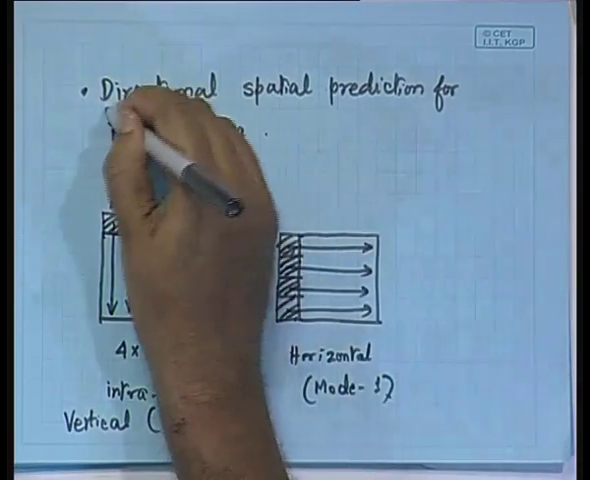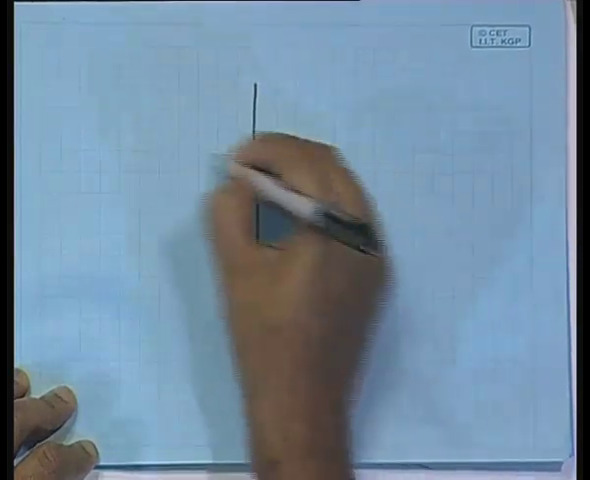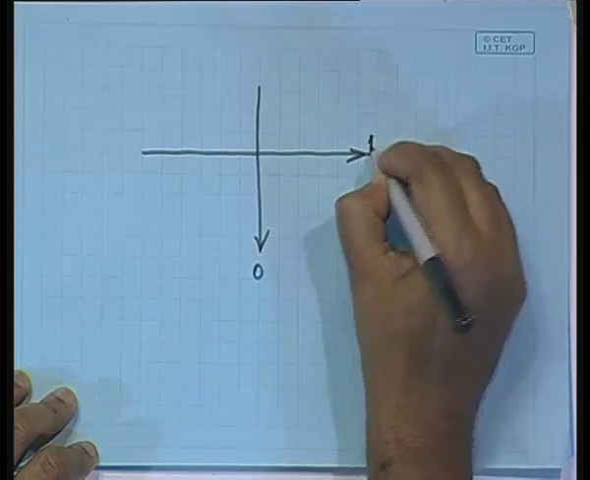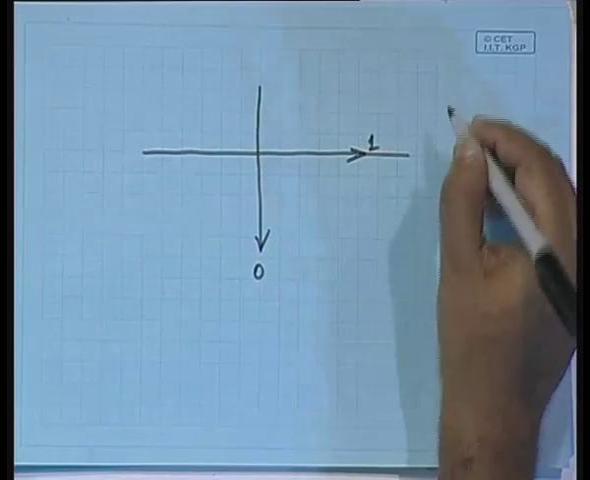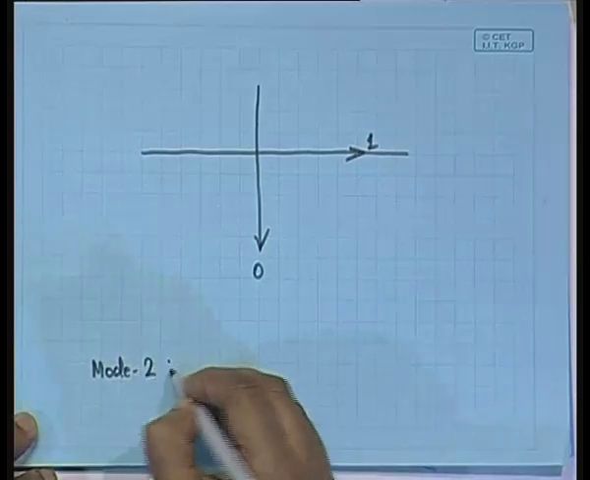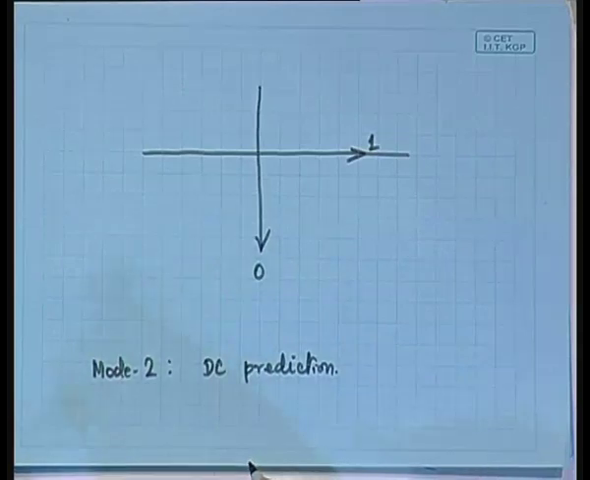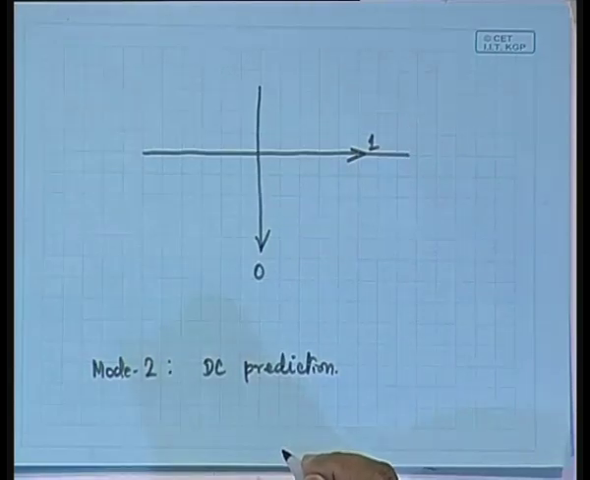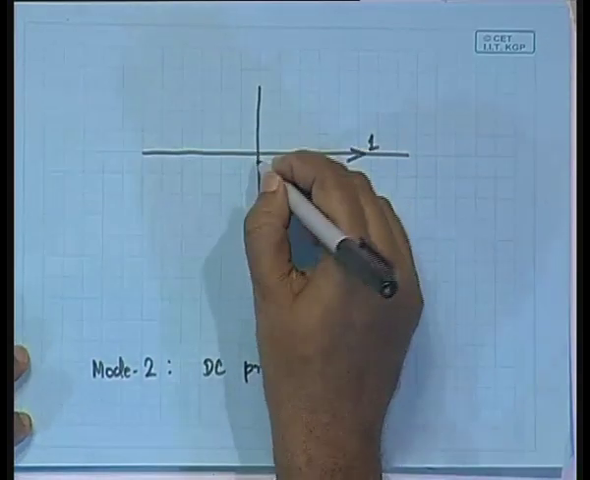In fact, there are 8 different directions employed in the directional prediction of H.264. The vertical one we call mode 0, the horizontal we call mode 1. Now, mode 2 is a very interesting one. Mode 2 is what is known as the DC prediction. DC prediction means that the average intensity value is used to predict the block. So, it is not a directional prediction.